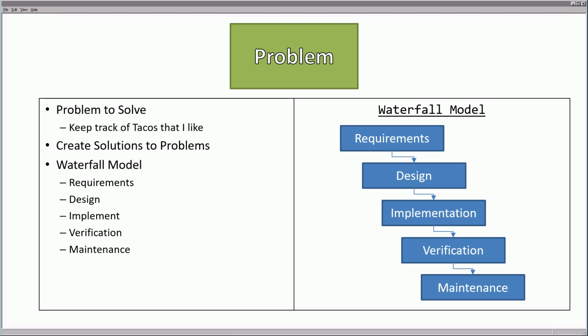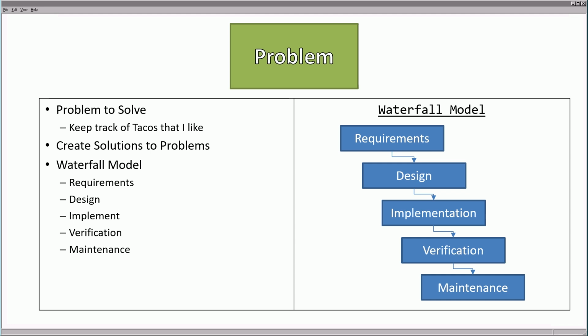We are engineering solutions to these problems by using software. It was introduced in the previous lecture that we're using what's called the waterfall model in order to create this software. The waterfall model consists of a couple of parts: gather the requirements, design the software, implement the software, verify it by testing it, and also maintaining it.